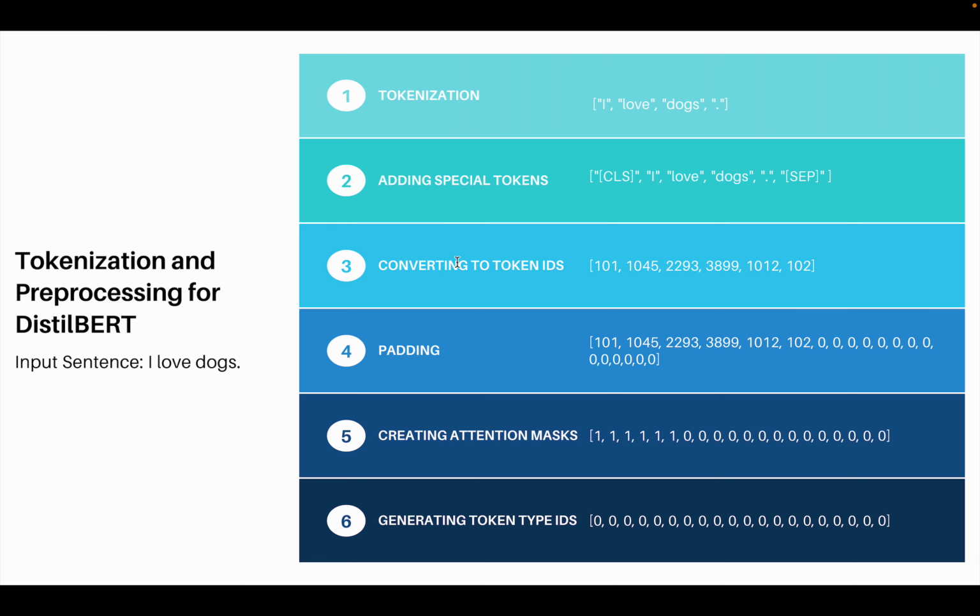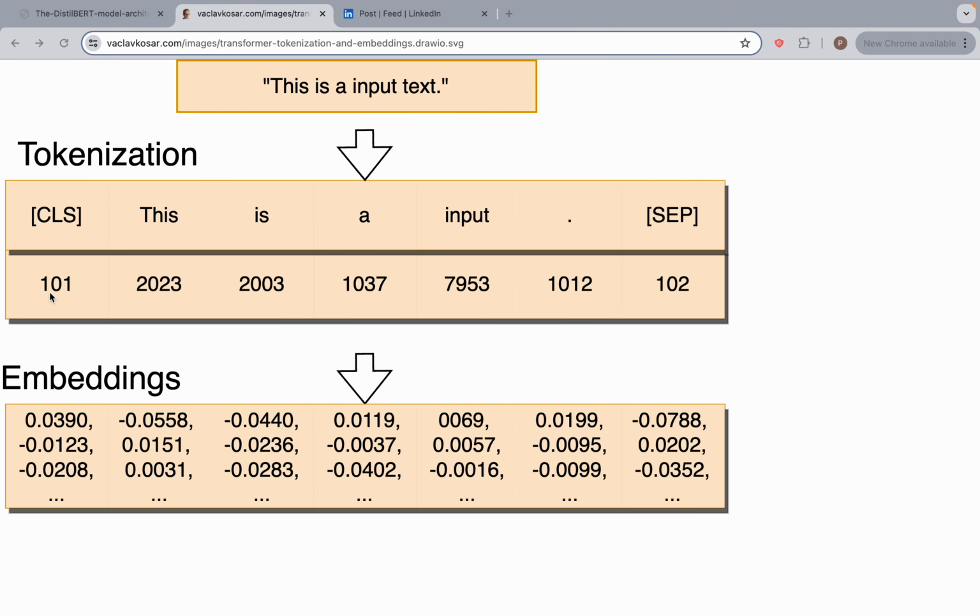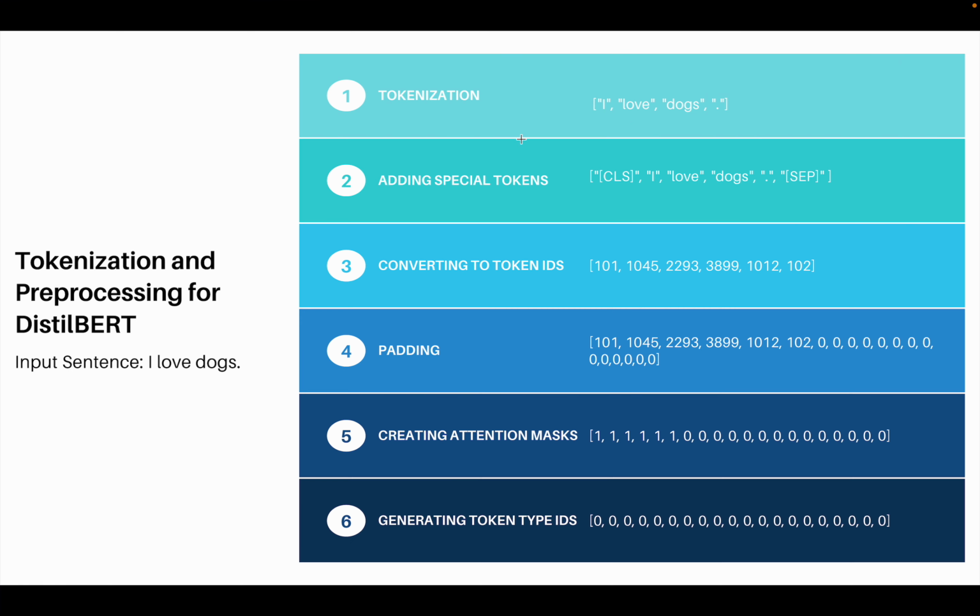Then we convert these to token IDs. So CLS is 101, I is 1045, love is 2293, dogs is 3899, the period is 1012, and the SEP token is 102. Okay, and so we just converted these tokens along with the special tokens to token IDs. So these are the token IDs. And if we come back to our picture, it's the same thing with these. These are token IDs, or token indexes.